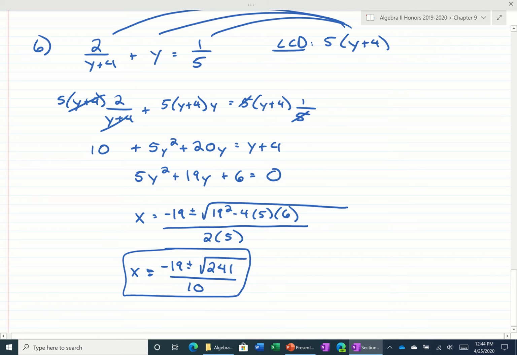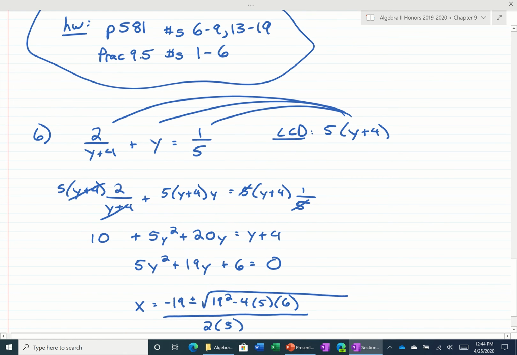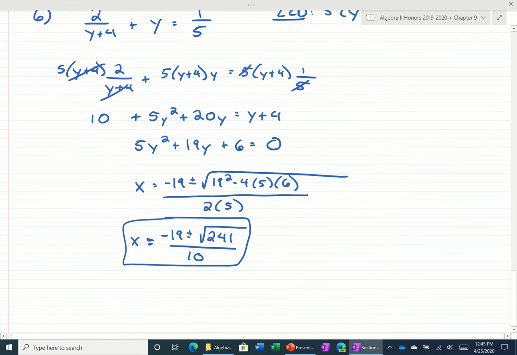Alright. Number 7 is just an easy proportion. Number 8 is a proportion. Number 9 is similar to the first problem we did in class. Let's see in the back here. I asked you to do 13 to 19. Number 19 is pretty easy. You might have had trouble at number 17.